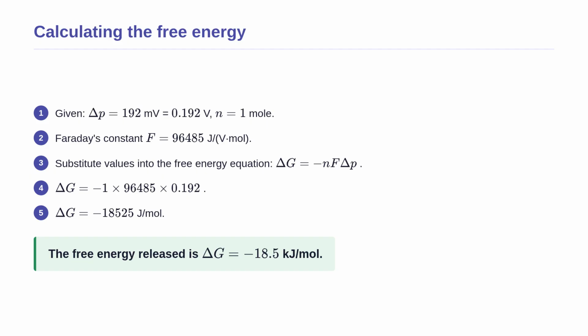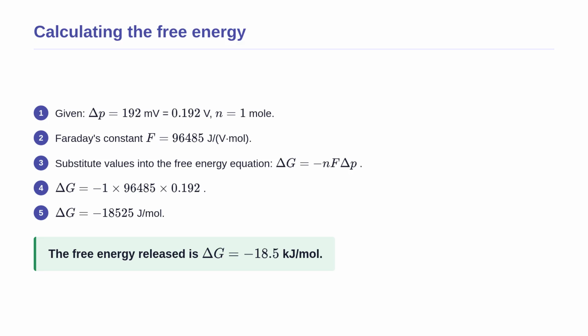Let us see exactly how much energy is released when 1 mole of protons flows back through the ATP synthase. We know our proton motive force is 192 millivolts, which we must convert to 0.192 volts to make our units match. We are looking at 1 mole of protons, so N equals 1. Faraday's constant is 96,485. We substitute these values into our equation.